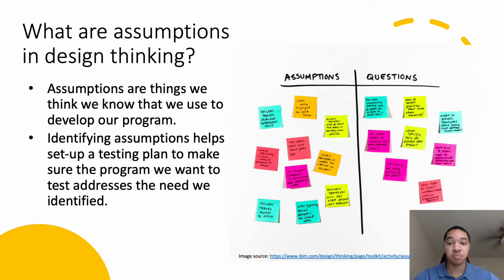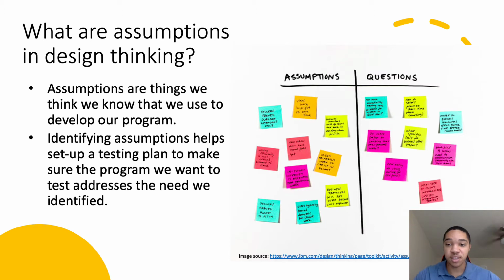Any program, project, or intervention begins with ideas that are based on assumptions. Assumptions, therefore, are those things we think we know that we use to develop our intervention or solution. For example, a program designed to offer food skills education within a supermarket setting is likely making the assumption that members of their primary audience are 1. Receptive to receiving food skills education, and 2. Open to receiving that food skills education in a supermarket setting.